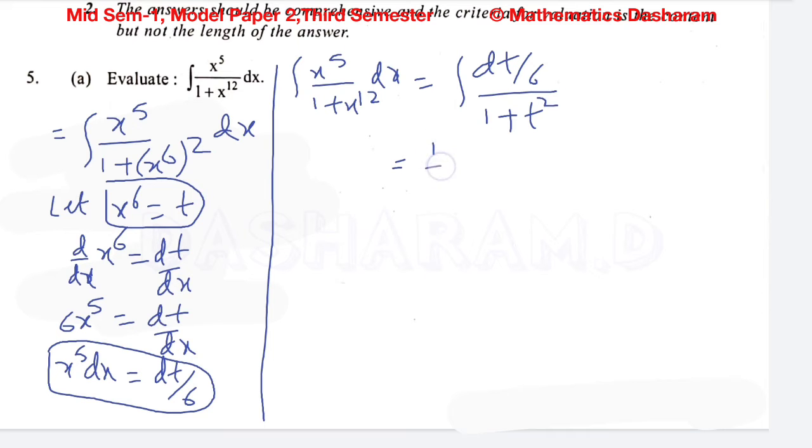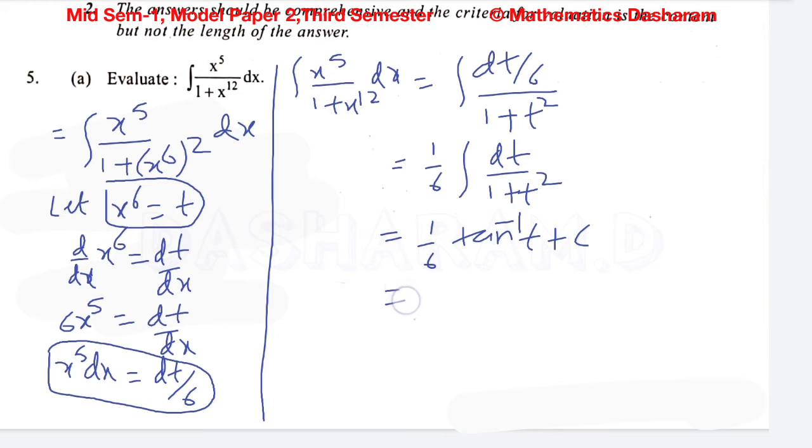In the numerator, 1 by 6 is a constant, dt by 1 plus t square. So 1 by 6 into, here the integration of 1 by 1 plus t square is tan inverse t plus c. Now substitute the t value. Tan inverse of x to the power of 6, plus c, is our required answer.